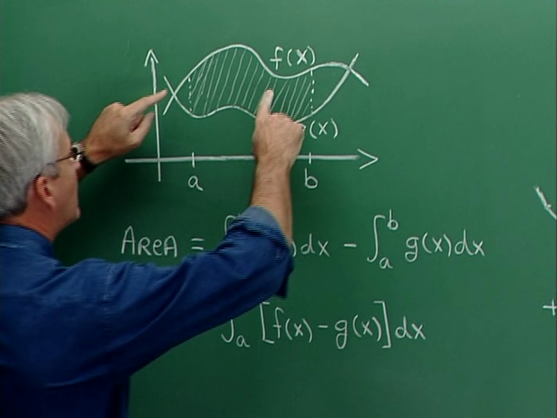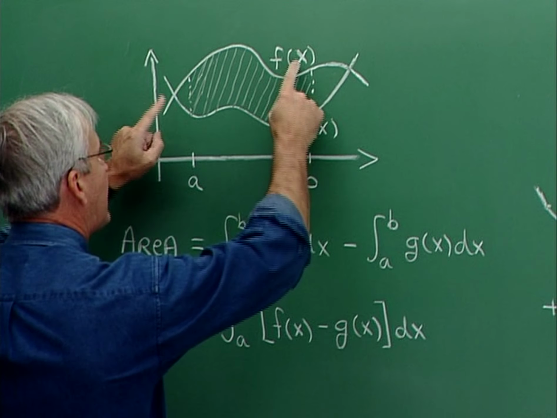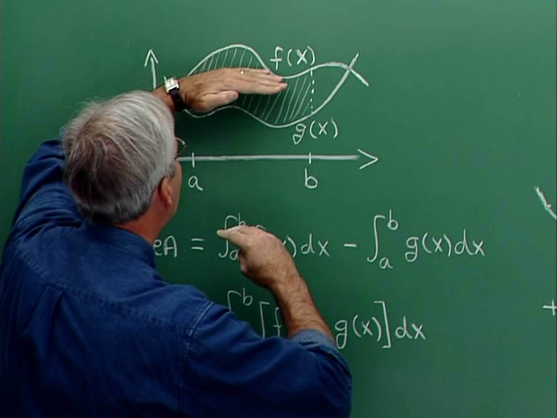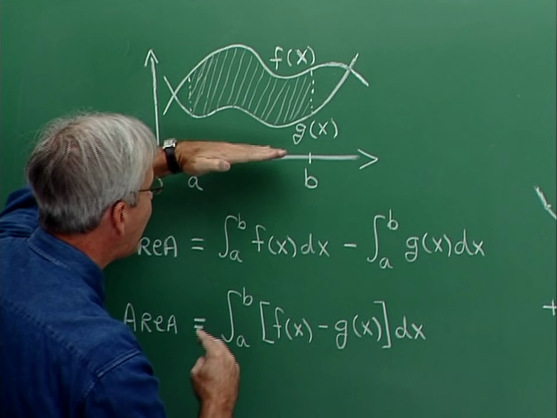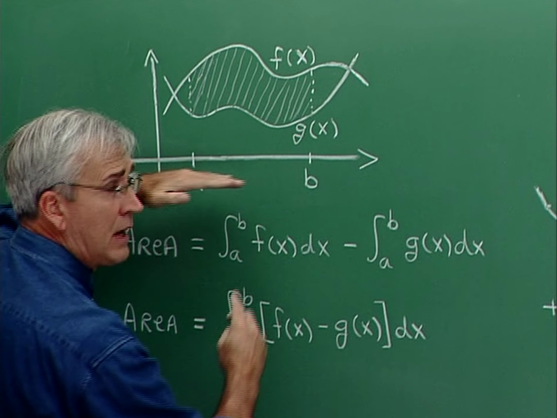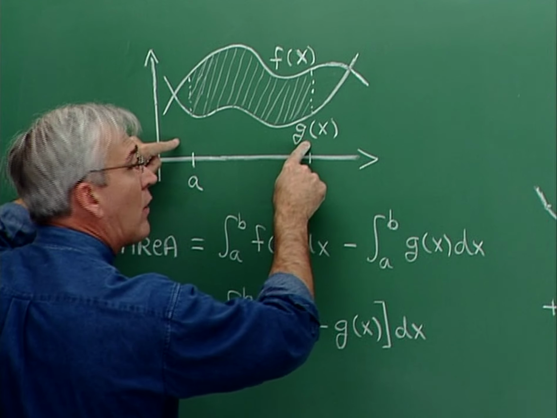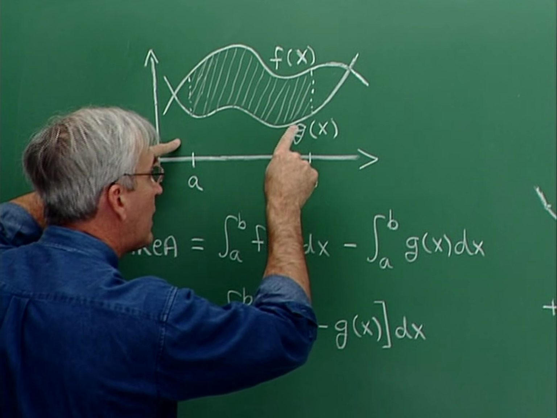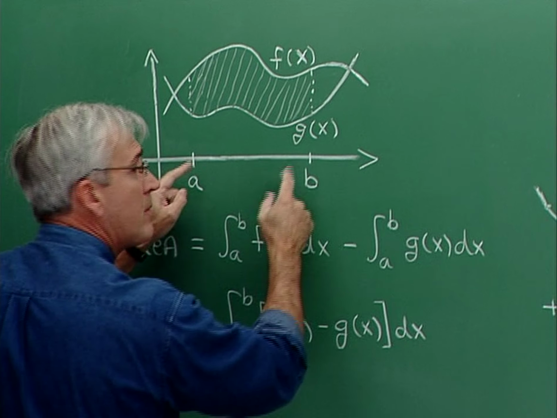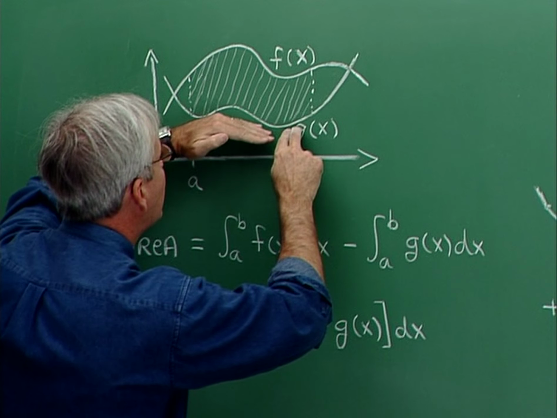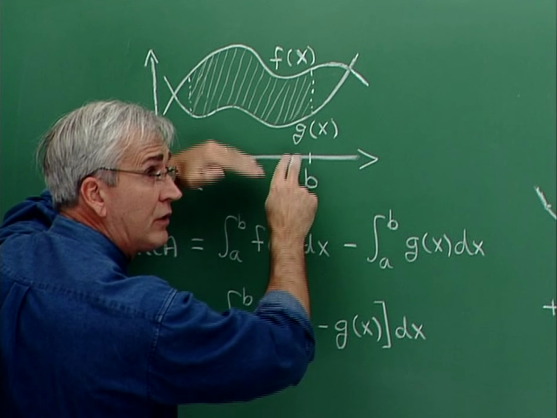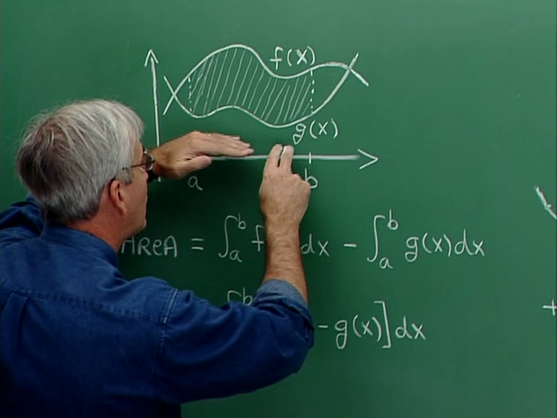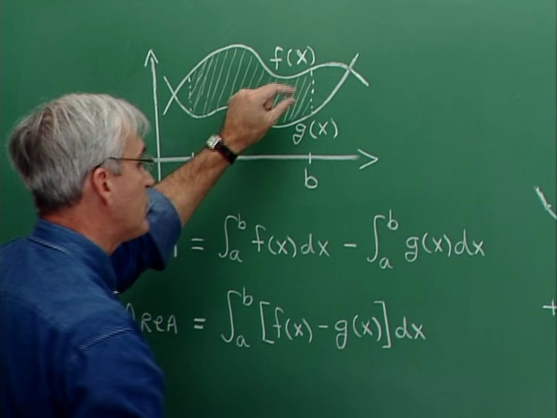When we calculate the integral of f of x within the interval, we're finding the area under f of x all the way down to the x-axis. And if we subtract the area associated with the integral of g of x within the same interval, then we would be subtracting the area under the graph of the g function. And so what's left will be the area which is shaded here.